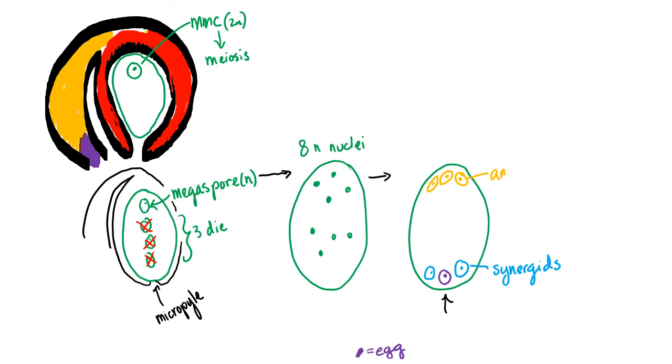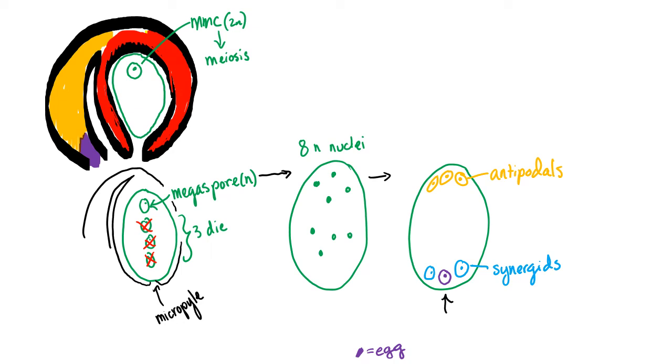These are called antipodals. And as far as I know, they don't do anything. They might be kind of like our prothalial cells where they're vestigial, but they do get carried on into the mature female gametophyte. So they don't disappear, but I'm not sure if currently we know what their function is.